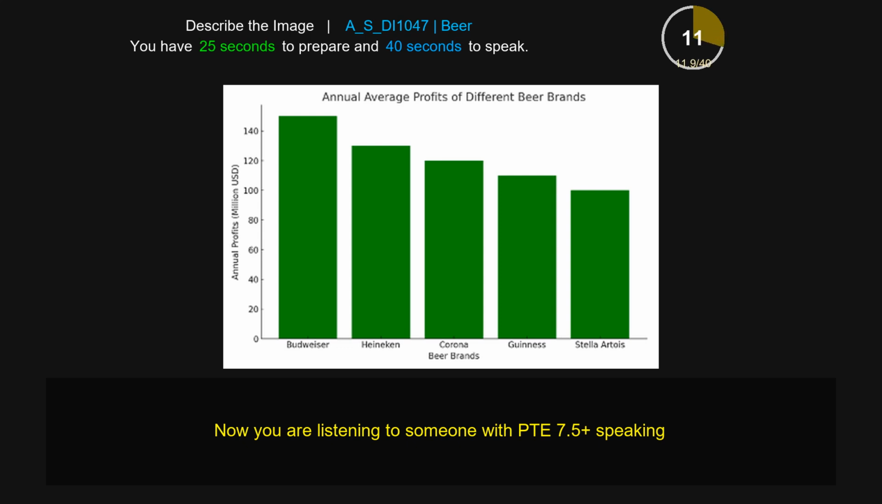Moreover, the picture has shown the beer brands such as Budweiser, Heineken, Corona, Guinness, Stella Artois. From the image, you can also see the highest is Budweiser, which is above the 140 annual profit. Similarly, the lowest is the Stella Artois, which is below the 100 annual profit. In conclusion, the image conveys information about the annual average profits of different beer brands.